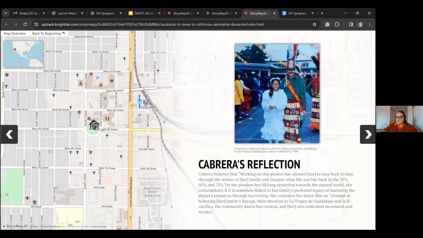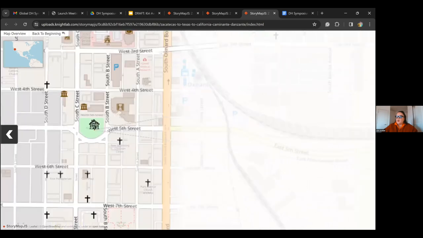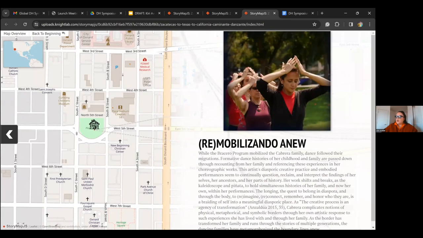Cabrera believes that working on this project has allowed her to step back in time through the stories of her family and imagine what life was like for them back in the 50s, 60s, and 70s. As she ponders her lifelong attraction towards the natural world, she contemplates if it is somehow linked to her family's profound legacy of nurturing the planet's resources through harvesting. She considers her dance film an attempt at honoring her family's dance lineage, their devotion to La Virgen de Guadalupe and La Fe Católica, the community danza has created, and her own embodied movement and stories.